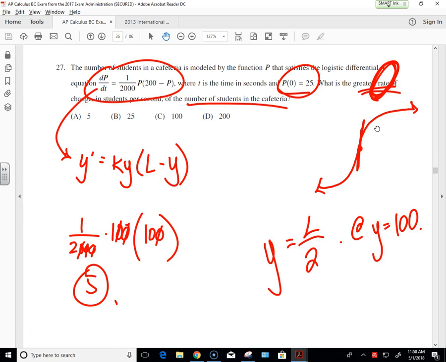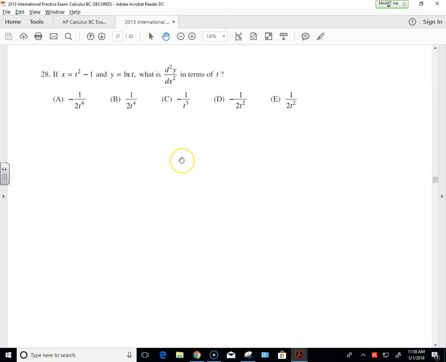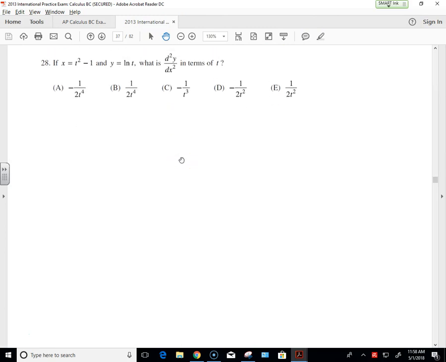Give me another one. 28 from 2017. 2017? Oh, no, 2013, sorry. 2013, number 28, the Monday one. The second derivative of an implicitly defined function. Remember, the first derivative, we need y prime over x prime.